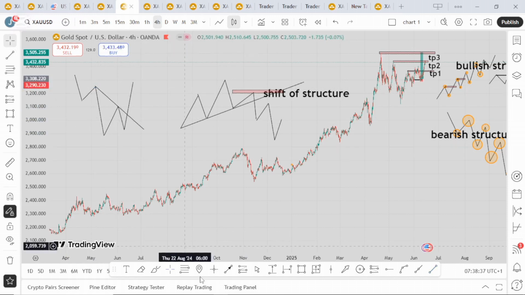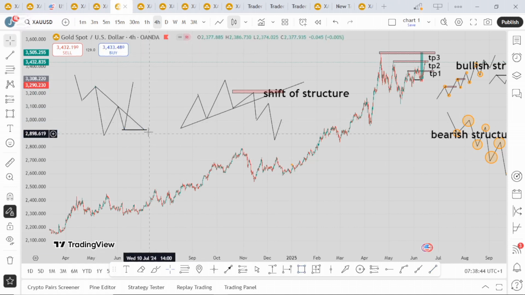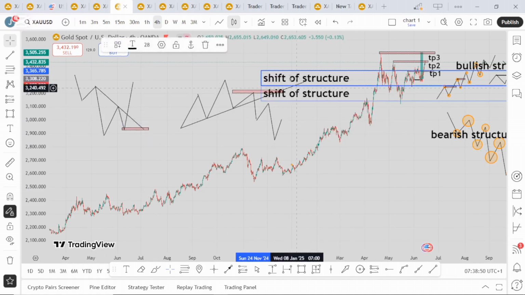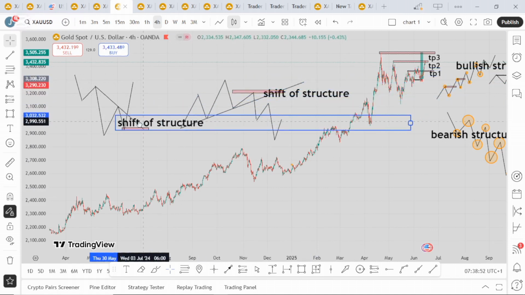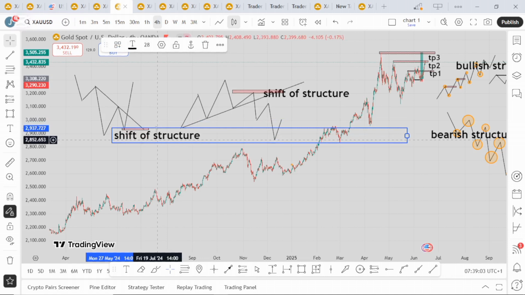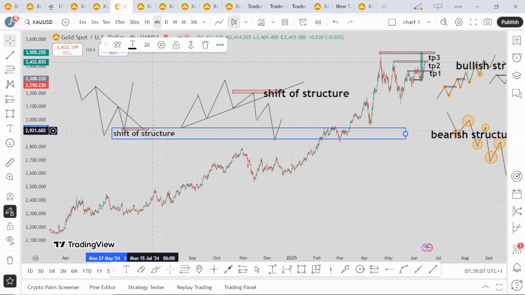From this guy here is where our shift of market structure begins. This is where our shift of structure begins. From this guy here, this is the genesis of our shift of market structure. You see it? This guy here, this is where our shift of structure is.